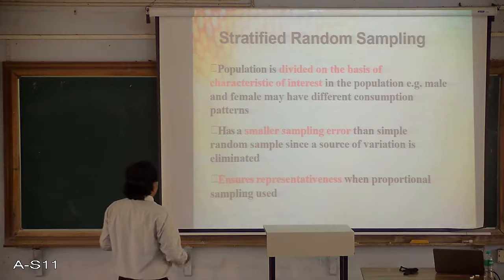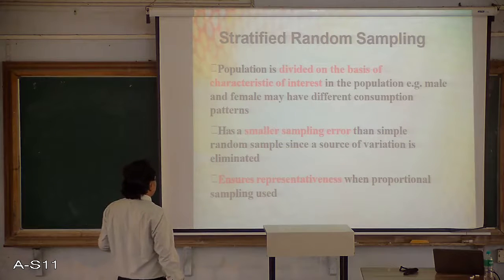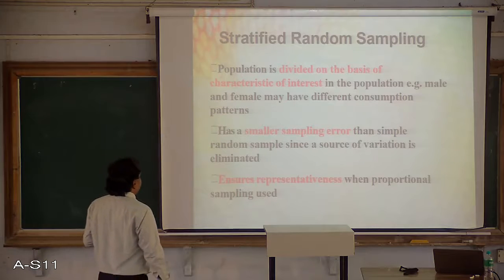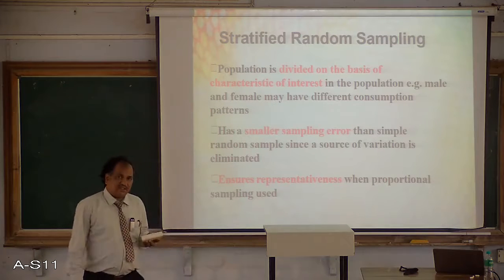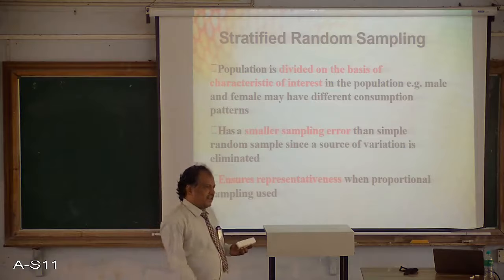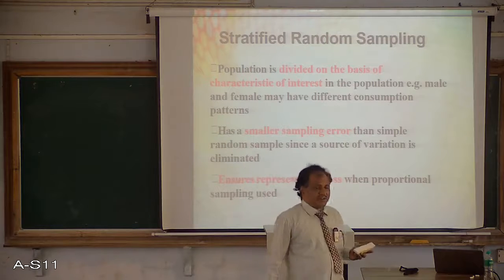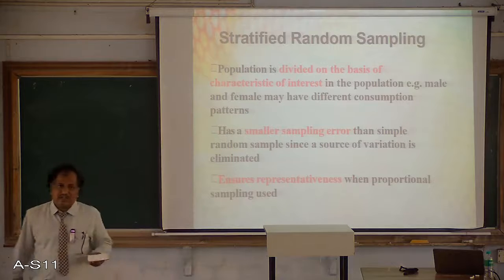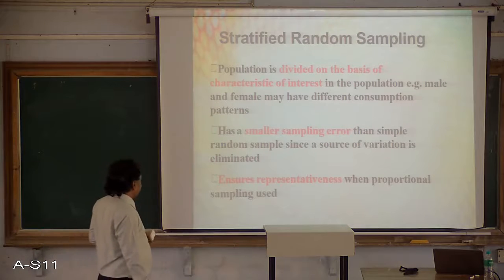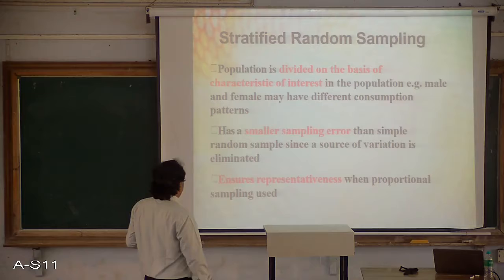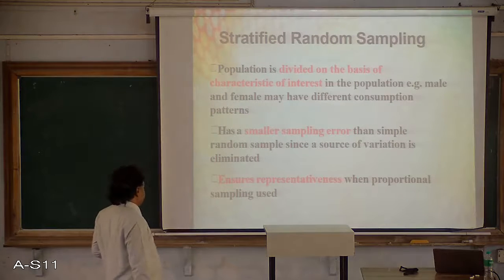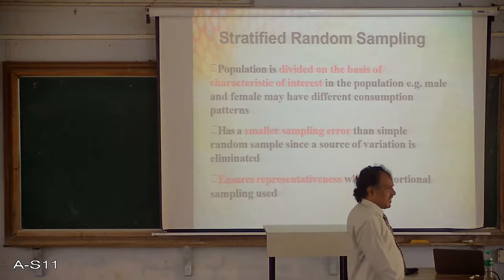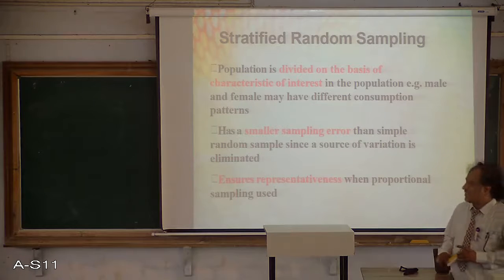That is, the population is divided on the basis of a characteristic of interest in the population. For example, male and female may have different consumption patterns. Based on that characteristic also, you can group the people. It has a smaller sampling error than simple random sampling, since the source of variation is eliminated. It's very, very important: in stratified sampling, the source of variation is eliminated.